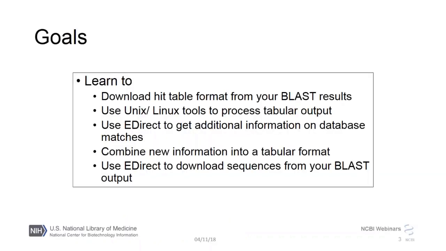So what we're going to do today is learn how to download the hit table from your BLAST results. And we're going to use Unix Linux tools to process the tabular output. And we're also going to use EDirect to get additional information on the database matches. We'll talk more about what I mean by that in a second. And we'll combine the new information back into a tabular format so you can basically add columns to the tab format to get more information.